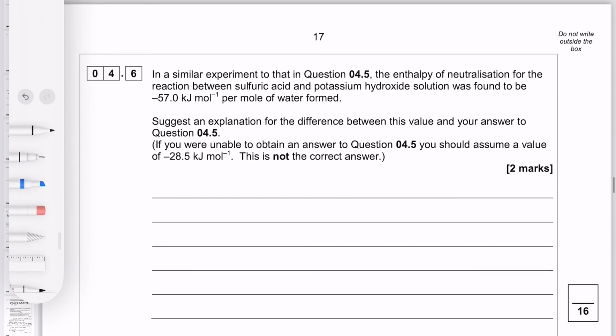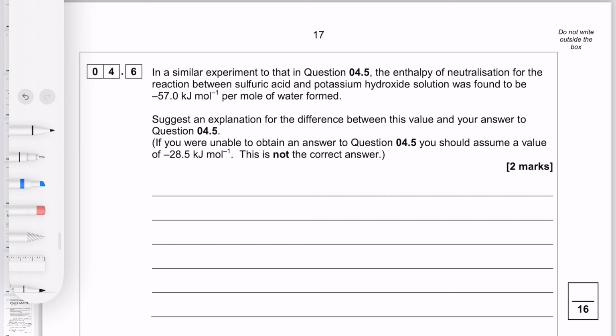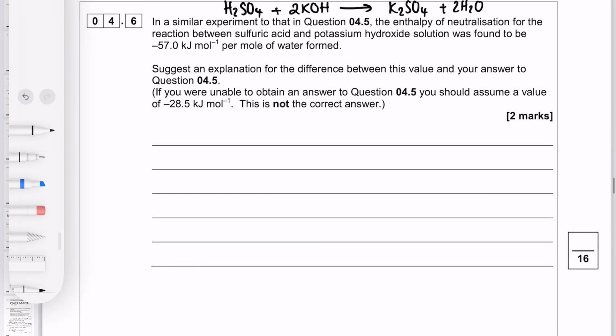And then the final part of this question, they did the same reaction between sulfuric acid, which is also a diprotic acid, and KOH. So we get K2SO4 and 2H2O. So balancing's the same. Found it was minus 57, so more energy released. Why is there a different value? Well, the first thing to realise is that ethane dioic acid is a weak acid. H2SO4 is a strong acid.